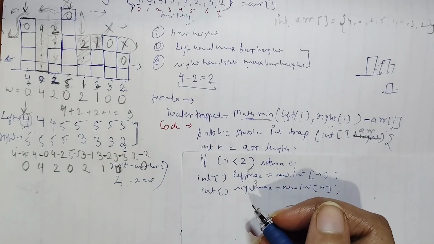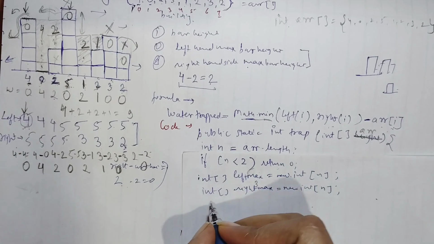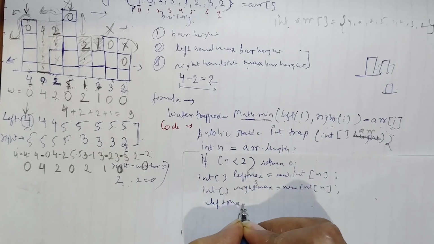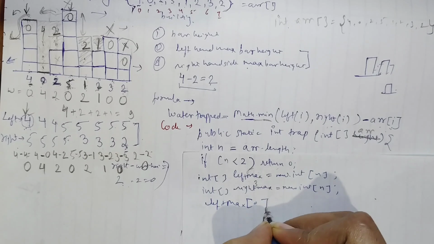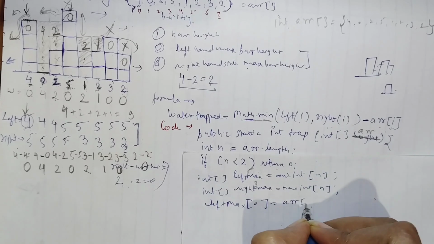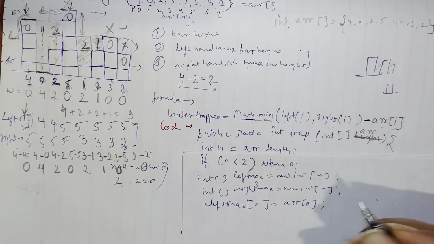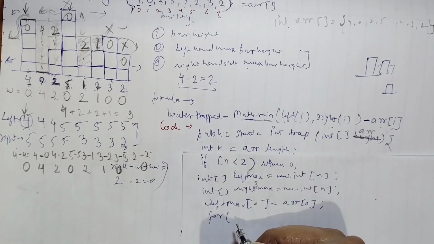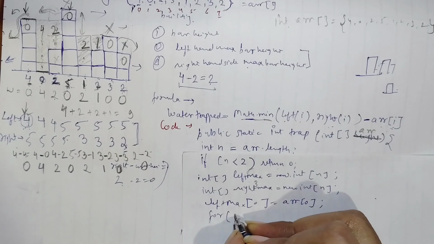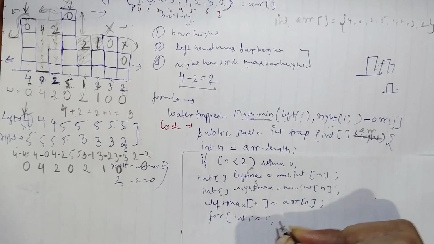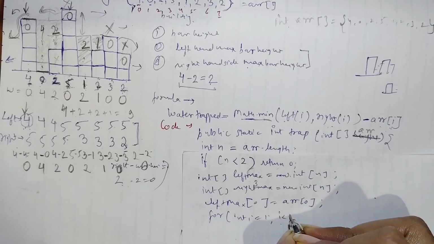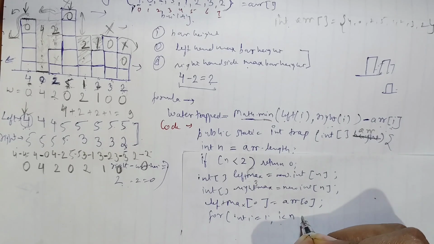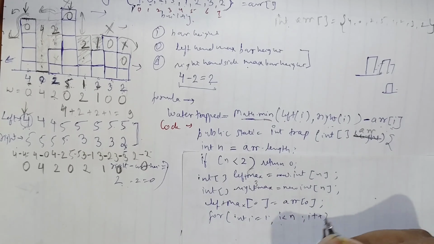So after this we have to initialize its value. We have made the arrays but we have to initialize them. For initializing left max, we are initializing left max of 0 with array of 0. And then a for loop will be there. The for loop is int i equals to 1. It will start from 1 and go till less than n, meaning array dot length, and then i plus plus.